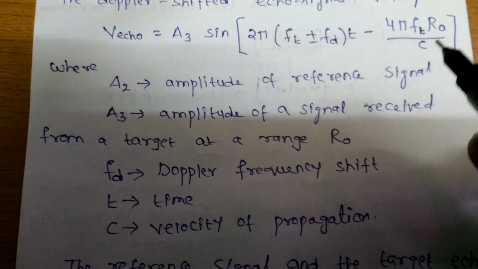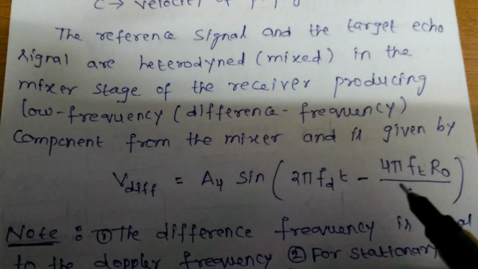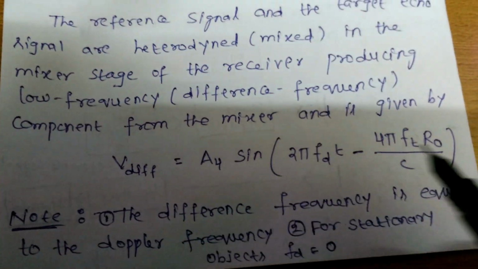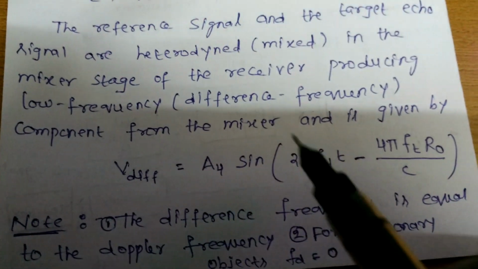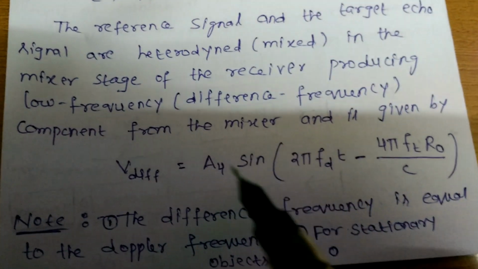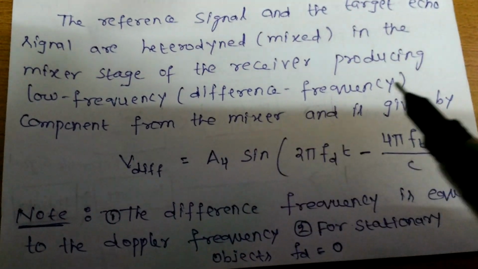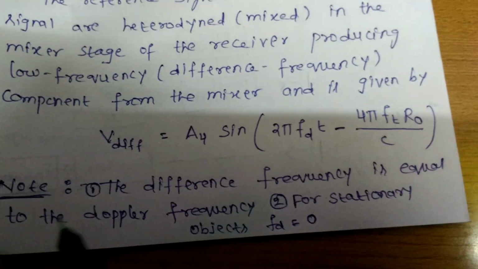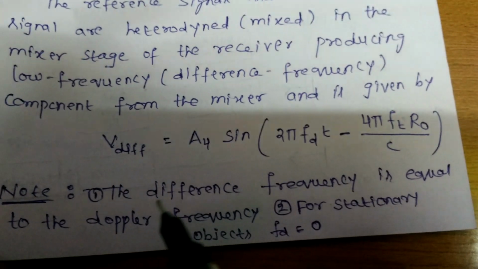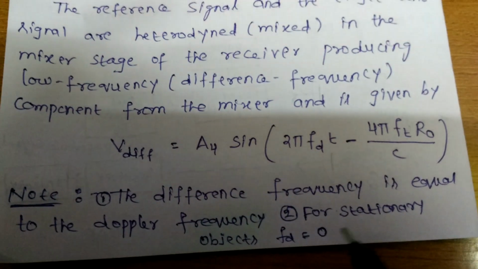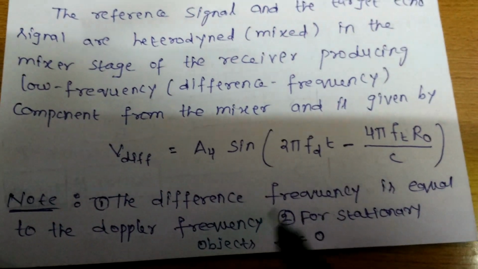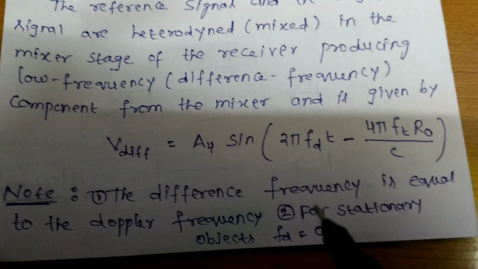Then if you observe, there is this part, as usual, depending upon the range. This is the final expression in the mathematical analysis. Finally, we are going to perform a mixing operation at the receiver side, especially in the mixer, to obtain the difference frequency component. Here, very important, there are two notes. The difference frequency is equal to the Doppler frequency, as I said. For stationary objects, the difference frequency, that means the Doppler frequency, is 0.